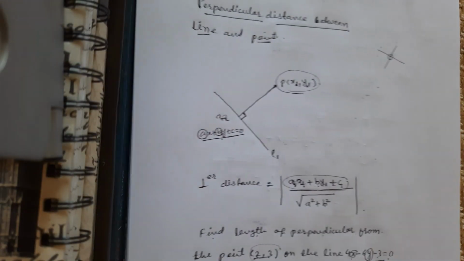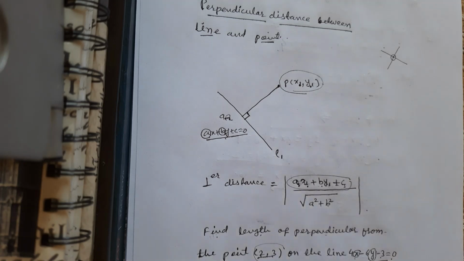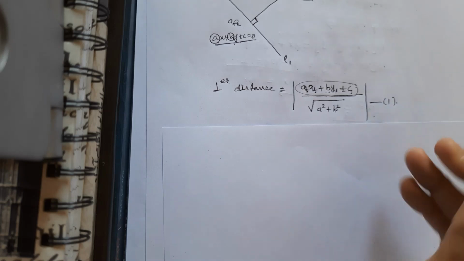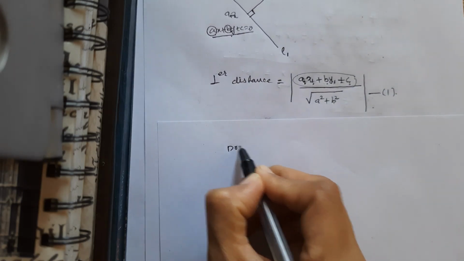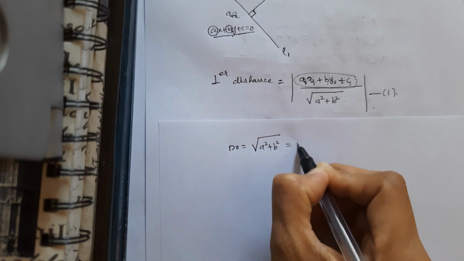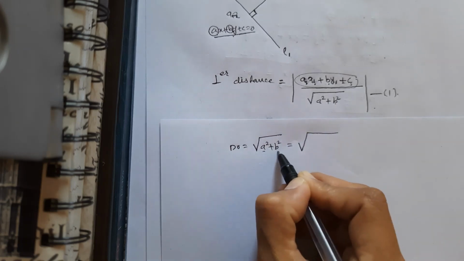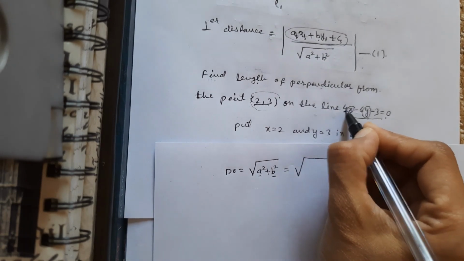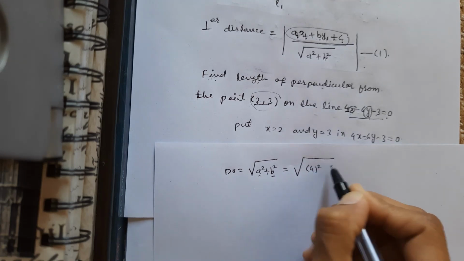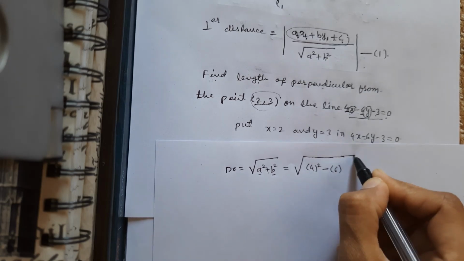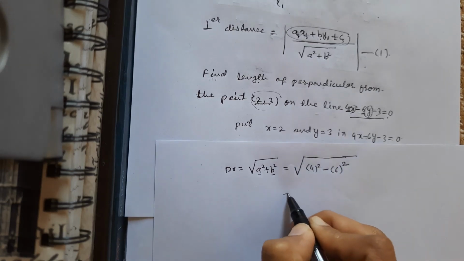Now what is the value of the denominator? Let me just change the page. Let's give this as equation 1 so that you understand it. Now the denominator will equal root a square plus b square. So just write down the coefficient of x and the coefficient of y from the equation of the line. The coefficient of x is 4, so 4 square, minus, the coefficient of y is 6, right, square.